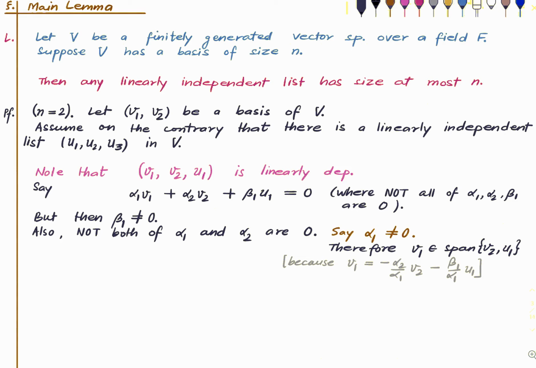Therefore, this further implies V is the span of v2 and u1. So why is this? Well, v2 is already in the span of this, clearly, and v1 is in the span of this, as we showed. And since v1 and v2 together span the entire vector space, because this is a basis, we must have that the span of this is the entire vector space.